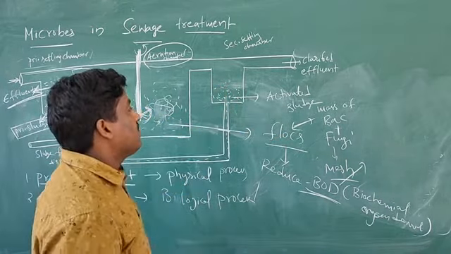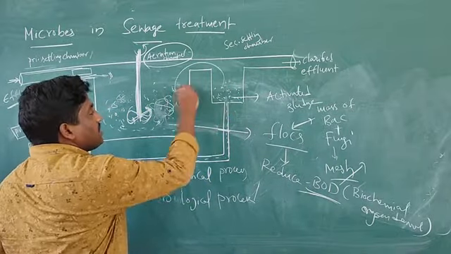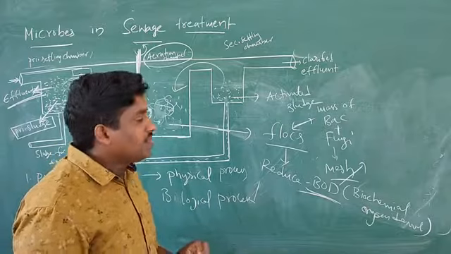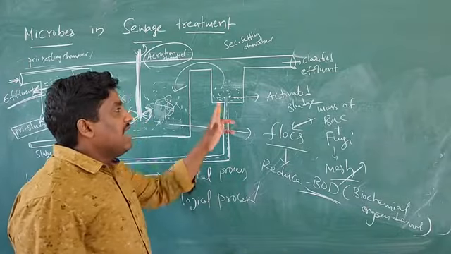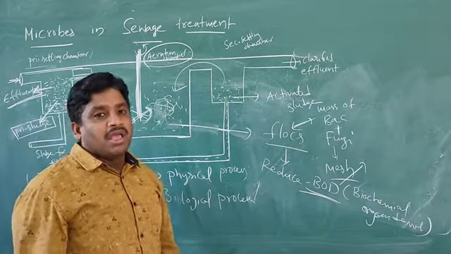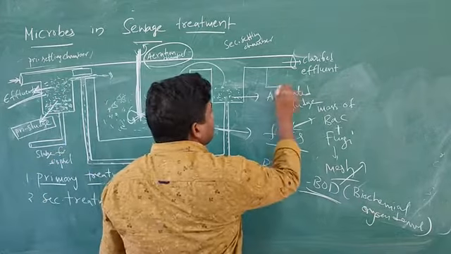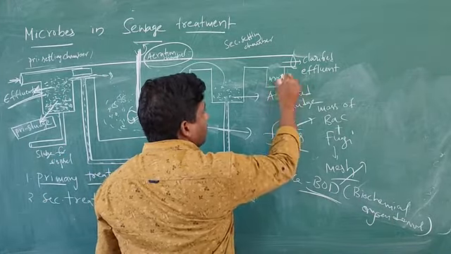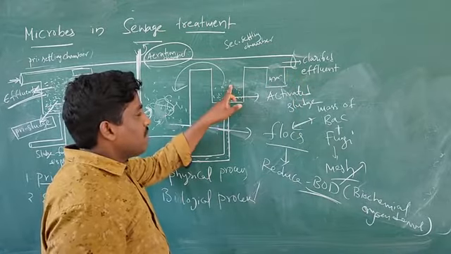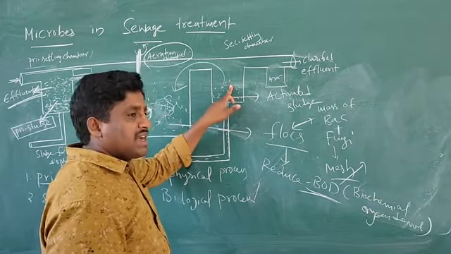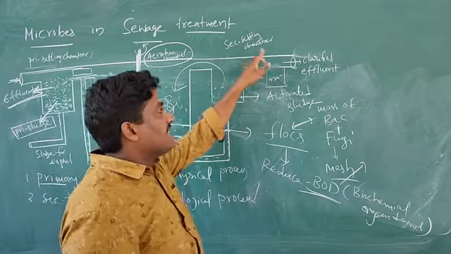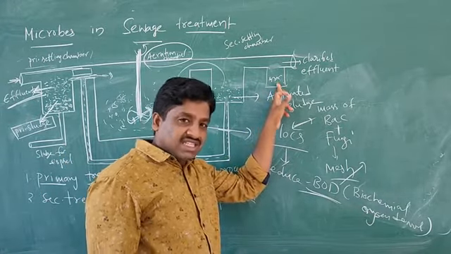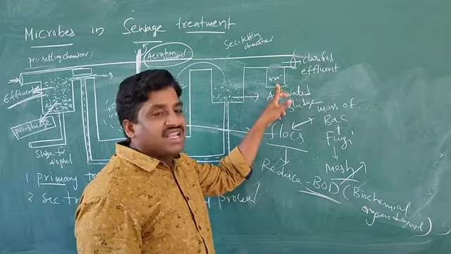Some of the activated sludge is pumped into a large aeration tank. This we call inoculum. The remaining activated sludge is pumped into large digesters, another tank. That's what you call anaerobic sludge digesters.